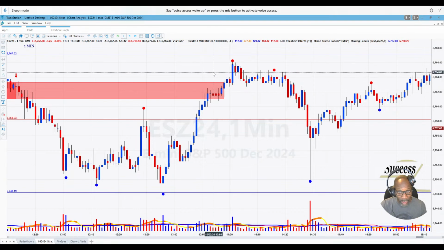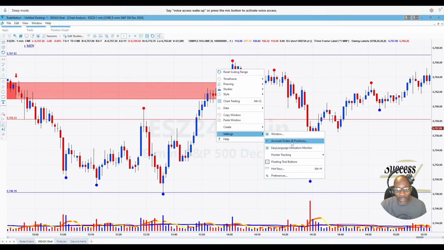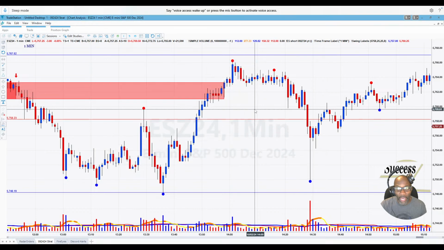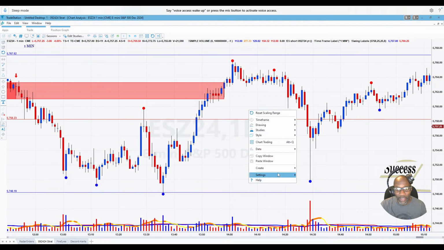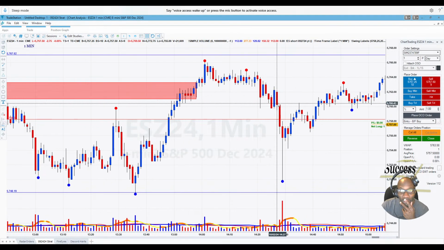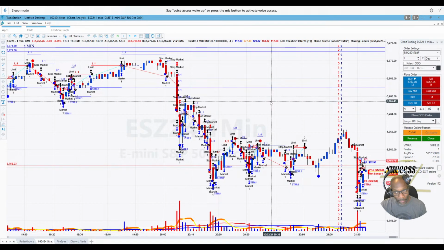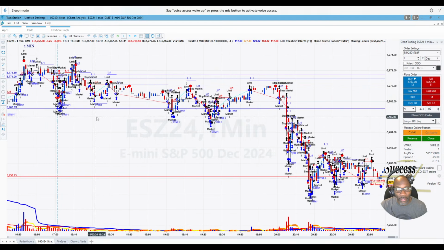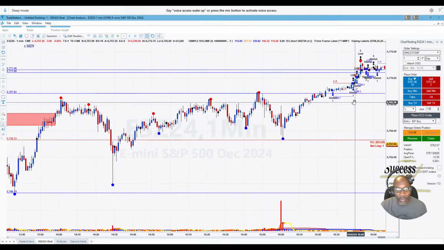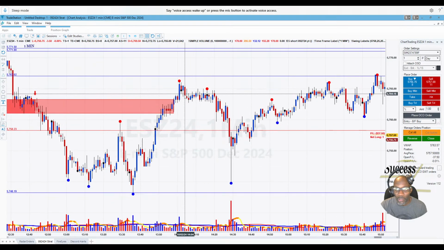Let's see if I can turn those back on. I don't know where it's at. Let's see, go to trades. Nope. Well, I did put on a position back here, but that one's not showing up. So I don't know.